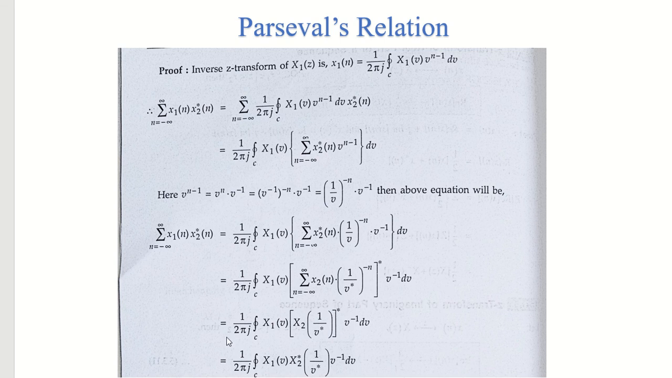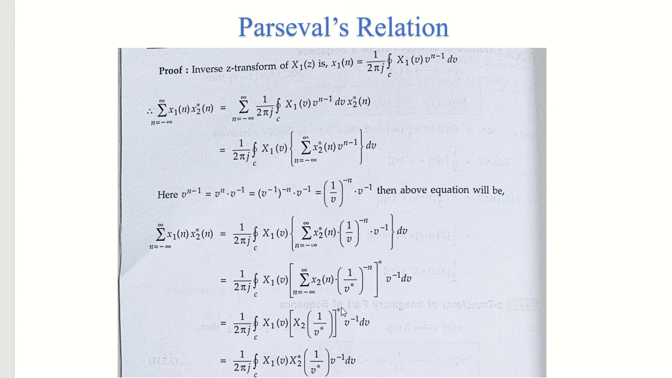Next step, the outside of the bracket situation will remain as it is, but see this formula, it is the same formula as we saw earlier, right? Scaling property. So we are having x2 of 1 by v conjugate into the whole conjugate, and you know what is the value of this whole term? We saw it in the previous property as well. It is nothing but the Z transform of x2 of 1 by v conjugate, and the remaining terms v inverse into dv remain as it is.